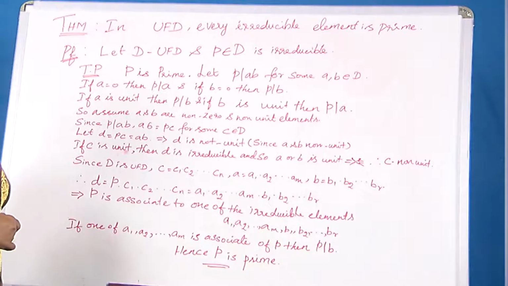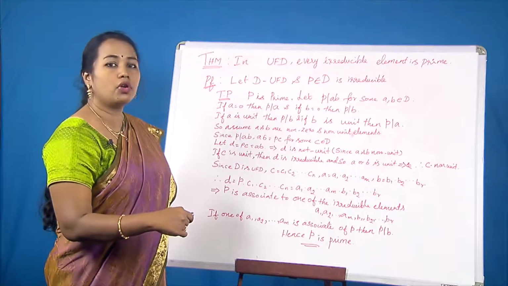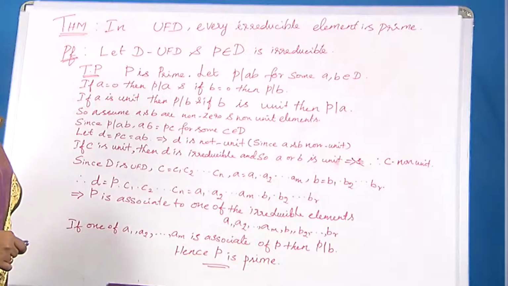Suppose C is a unit here, then D is irreducible, and so A or B is a unit. Now, how did we come by this? Because P is irreducible and C is a unit, and the product of an irreducible element and a unit is also irreducible. So, either A or B should be a unit here, because PC is equal to AB. But this is a contradiction to our original assumption that A and B are non-zero non-unit elements, and therefore, C cannot be a unit, and therefore, C is a non-unit.